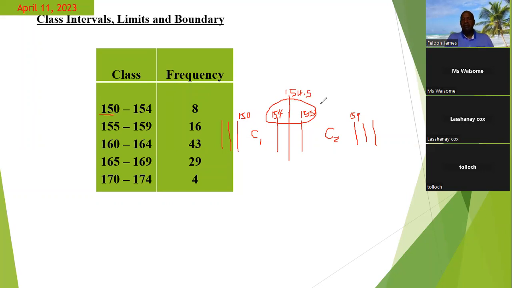You get the idea? So the boundary is different from the limits. The boundary value is the exact line midway between the two classes, or between the two limits. You follow what I'm saying? Is that clear, guys? So let us define these things in a more formal way. But this idea should help you to understand the concept of boundary.